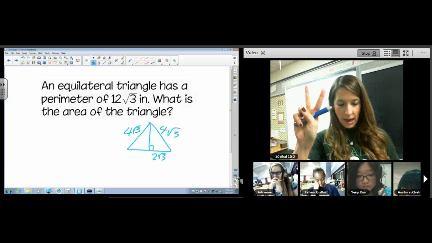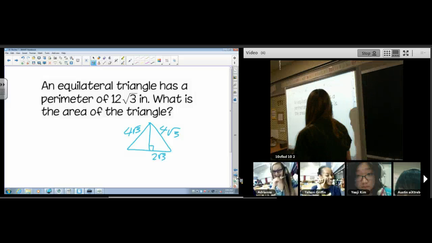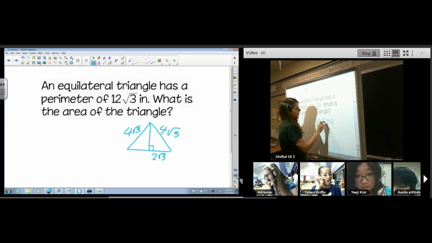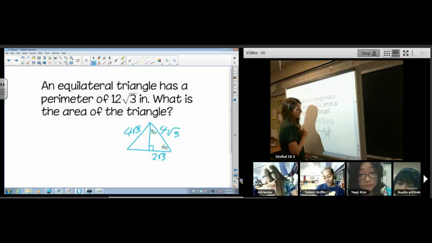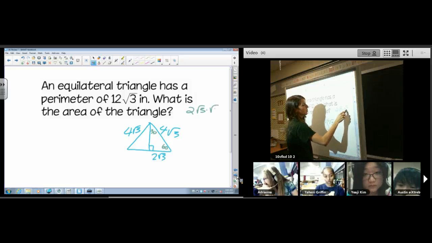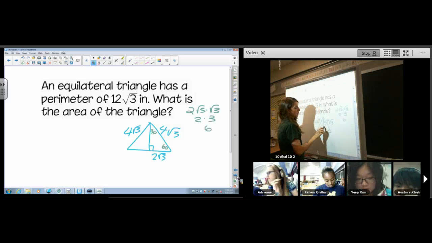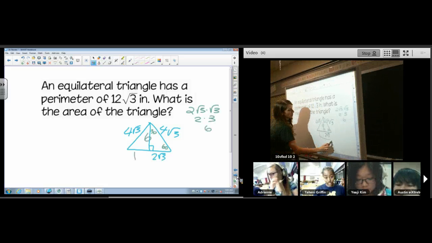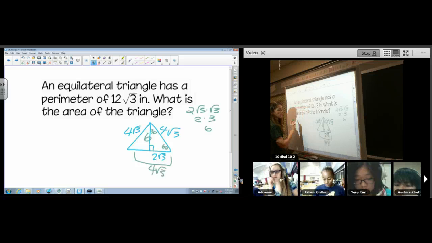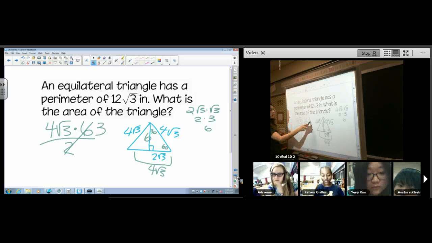I think I only see 2 right answers, Adriana and Brandon. Let's go over it, okay? So if that's 2 root 3, this is 30 and this is 60. So across from 60 would be x root 3. X root 3. That's 2 times 3, that's 6. So the height is 6. The base is 4 root 3. Base times height divided by 2. 6 divided by 2 is 3, so it's just 4 times 3.